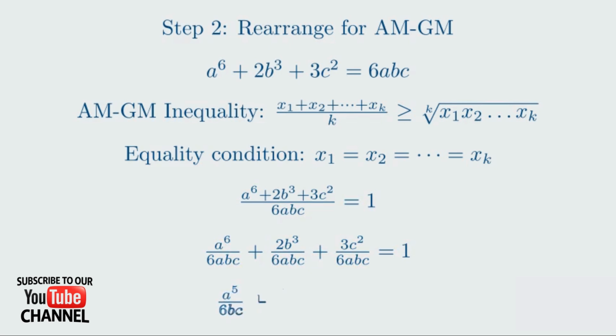The first simplifies to a to the fifth over 6bc. The second simplifies to b squared over 3ac. And the third simplifies to c over 2ab. This doesn't quite look like the standard form for AM-GM yet. The numerators and denominators are complicated.